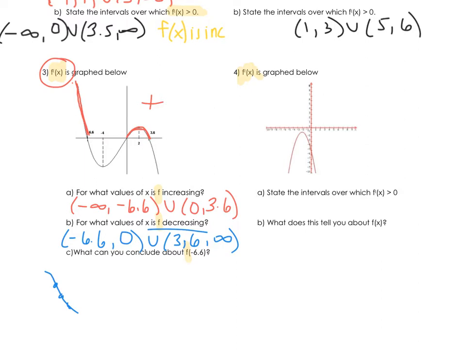Okay, so if I'm looking at negative 6.6, I'm looking right here. What can I conclude? Well, I can conclude that that's a place where the derivative changes from increasing to decreasing. So if that's a place where the derivative changes from increasing to decreasing, then what is it? Let me draw it. If something goes from increasing to decreasing, I definitely have a turning point there.